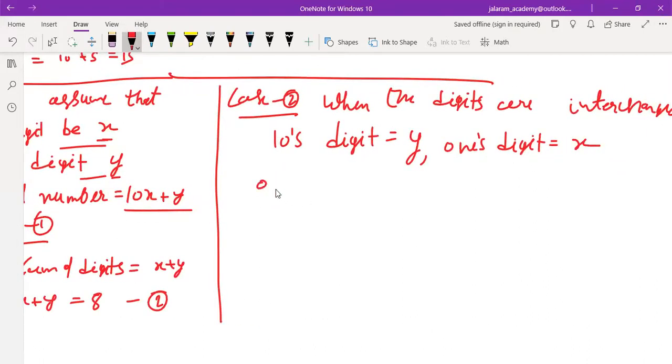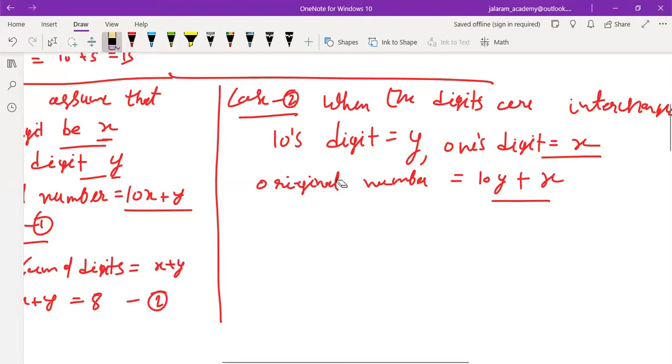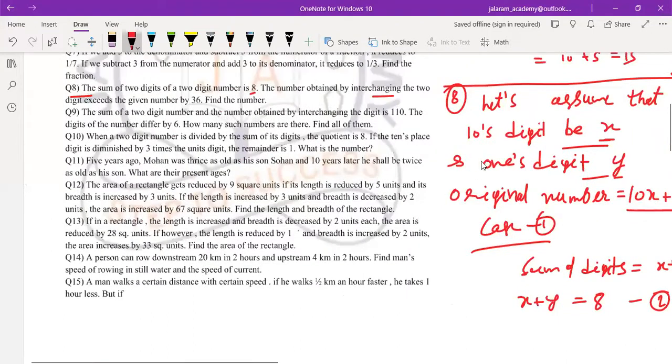So what will be the new number? The method of forming the number is still the same, means multiply the tens digit y with 10, that is 10y, and add the ones digit to it. So 10y plus x is the new number now, and this is not the original number, this is the new number. So the new number when digits are interchanged is 10y plus x. Don't write it directly, so follow all the steps.